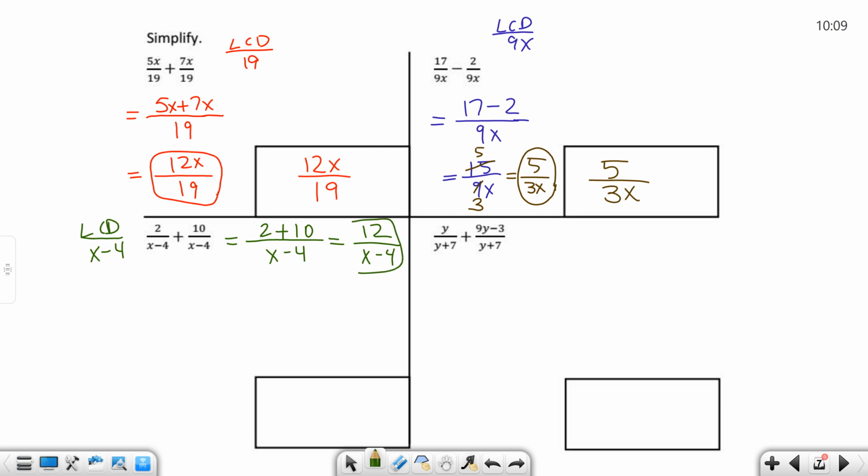So this is the final answer: 12 over x minus 4. And hopefully you'll see that as we go through this, that you can't do those kinds of things, and you'll begin to understand if it's not quite clear yet.